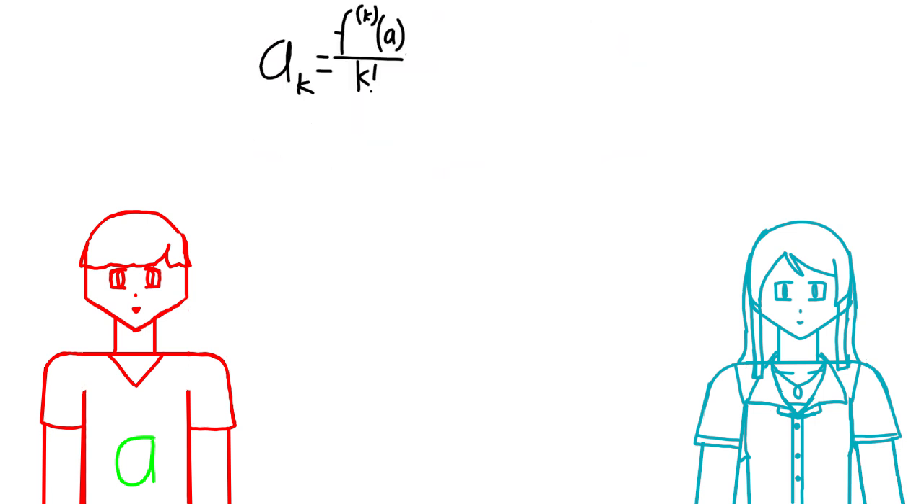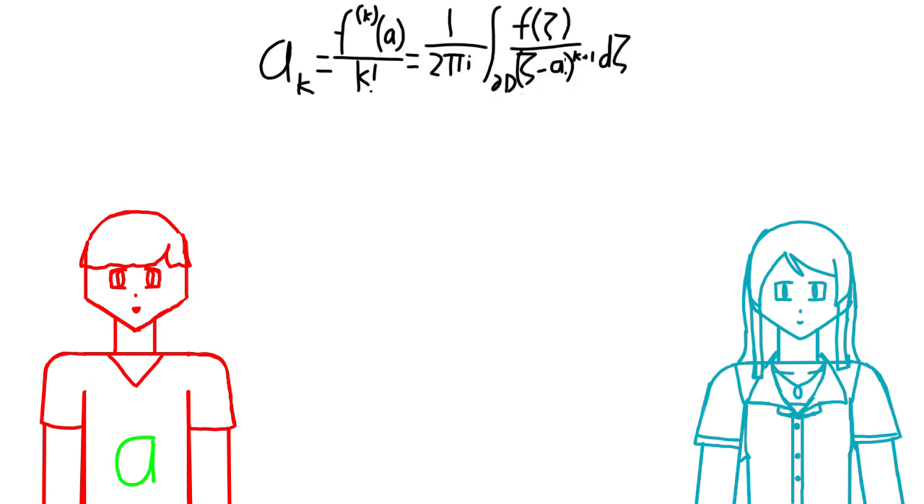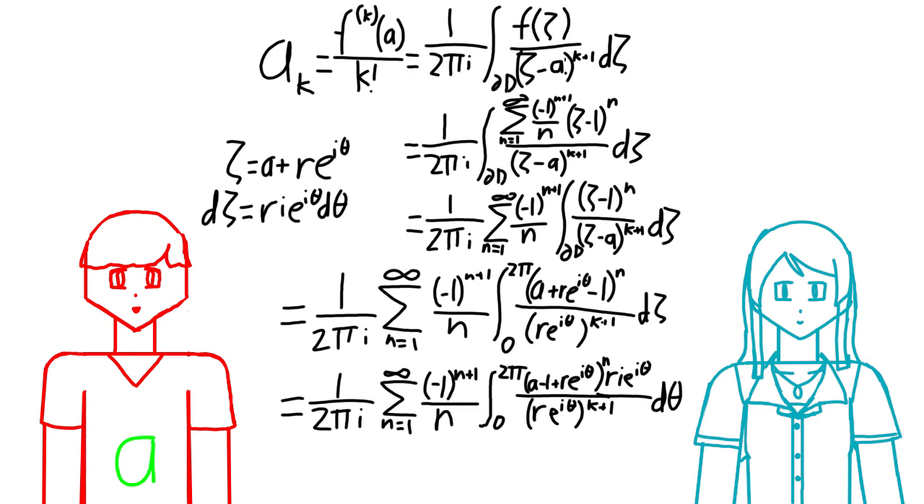This is equal to the kth derivative of f at a over k factorial, which is equal to this. Now let's assume we don't know f is equal to the log of z. This is to show the general process, right? I suppose. Let's replace f with its Taylor series.